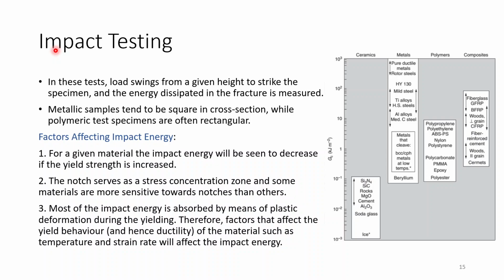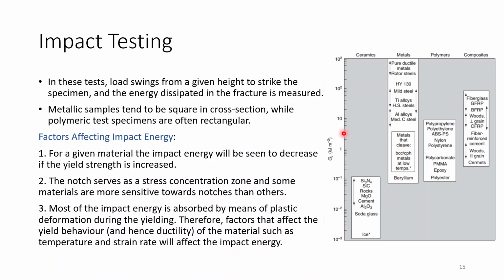The factors that affect impact energy: for a given material, the impact energy will be seen to decrease if the yield strength is increased. And the notch serves as a stress concentration zone, and some materials are more sensitive to notches than others. Most of the impact energy is absorbed by means of plastic deformation during yielding, and therefore factors that affect the yield behavior and hence the ductility of the material, such as temperature and strain rate, will affect the impact energy.